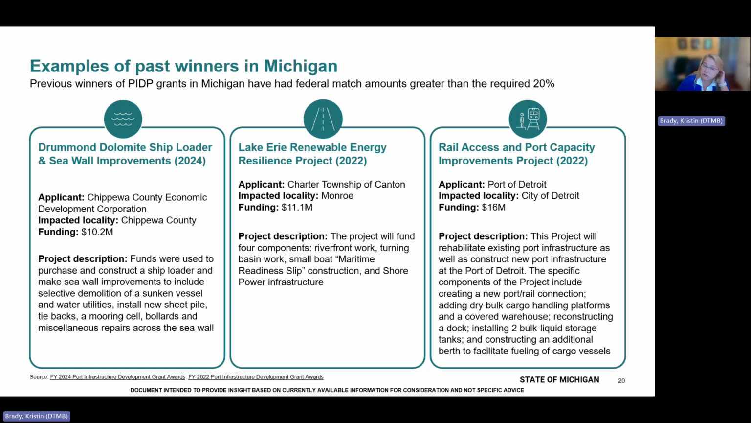These are past winners in Michigan for the PIDP. We saw the Drummond Dolomite Ship Loader and Seawall Improvements Project. That was the 2024 project that won $10.2 million. In 22, there were 2 projects. Lake Erie Renewable Energy Resilience Project got 11.1 million, and the Rail Access and Port Capacity Improvements Project out of the Port of Detroit got 16 million.